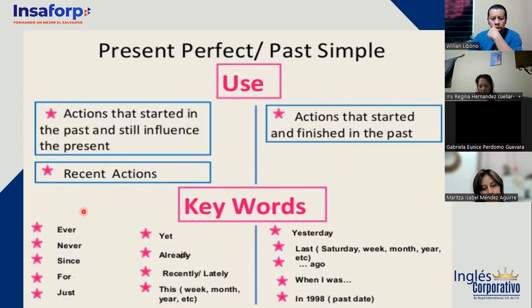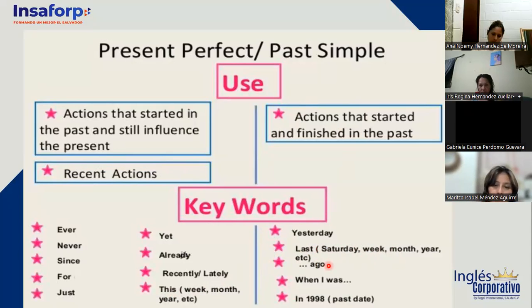For example, in present perfect, we have expressions such as ever, never, since, for, just, yet, already, recently, lately, this week, this month, this year, etc. And for the simple past, we have expressions or keywords like yesterday, last Saturday, last week, last month, last year, etc. We can also use ago, like 1 month ago, 2 days ago, 1 day ago, 2 hours ago, 1 minute ago, and so on. Another one: when we listen to "when I was," automatically we are going to understand that we're talking about simple past.